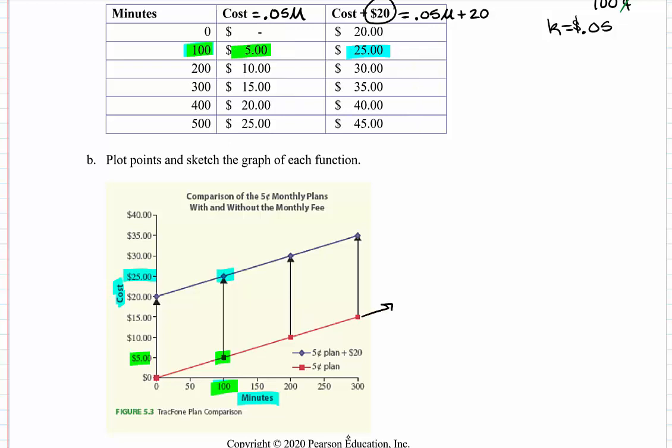This one is C equals 0.05 M. This one is C equals 0.05 M plus 20. So a couple of things to notice here. This 20, this is called a y-intercept. You're going to learn more about this in 5.2. We just want to start building your intuition now.